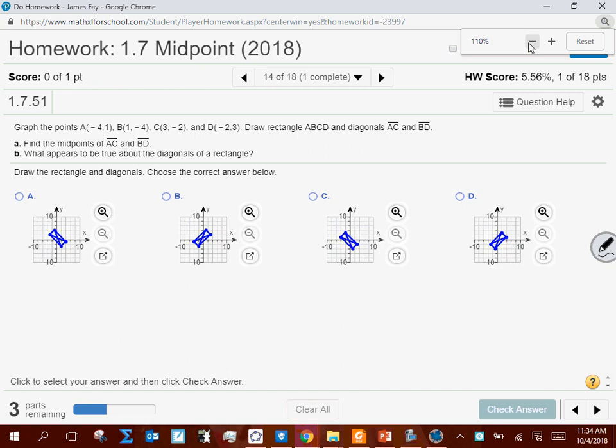So graph the points, A at -4, 1, B at 1, -4, C at 3, -2, D at -2, 3. Draw a rectangle ABCD and diagonals AC and BD. Find the midpoints of AC and BD. And then it says, what appears to be true about the diagonals of a rectangle? Okay, so this is actually a question that I had up when you guys came into class that we're going to do, but maybe this will take the place of that.